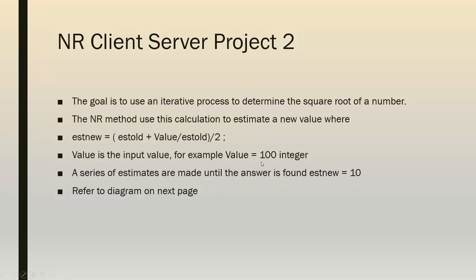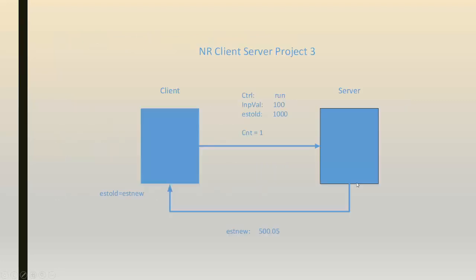Value is a value, for example, of 100, and over a period of time this system iterates to produce a value of 10. So the client sends run 100 and the estimate. The server returns a new estimate. The new estimate is passed into the old estimate variable, and then the process repeats again, and over a period of time this value will eventually converge on the value 10.